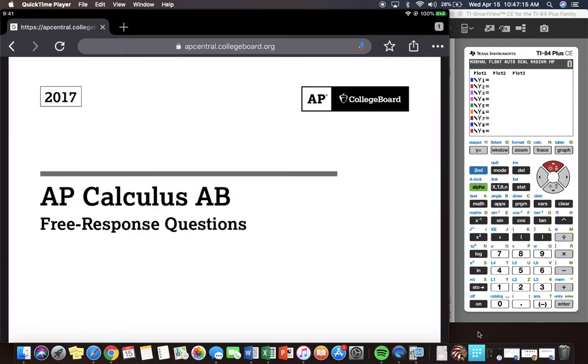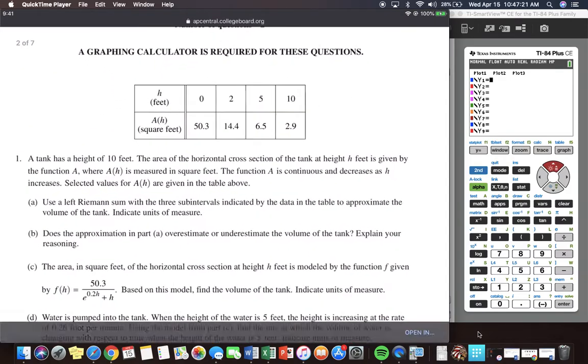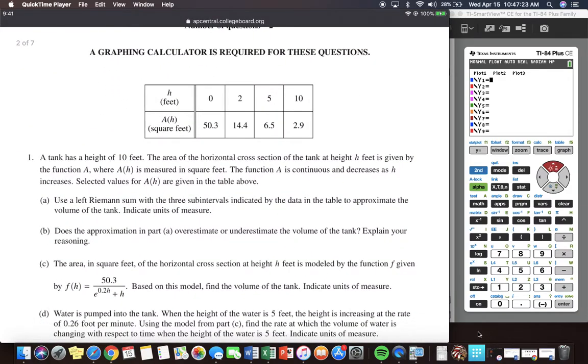We're going to start with 2017, number 1. We're given a table, and it says a tank has a height of 10 feet. The area of a horizontal cross-section of the tank at height h is given by the function A, where A of h is measured in square feet. The function A is continuous and decreases as h increases. Selected values for A of h are given in the table above.